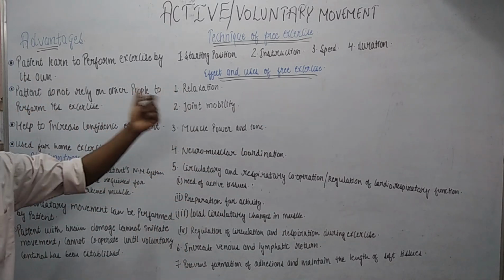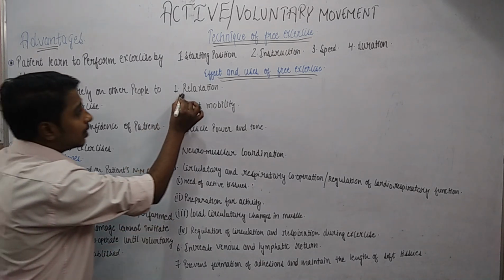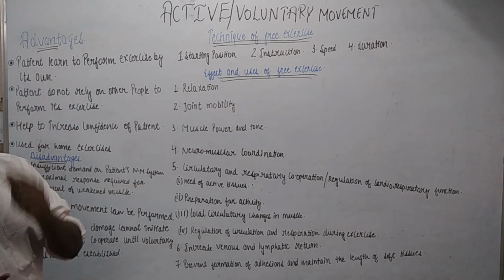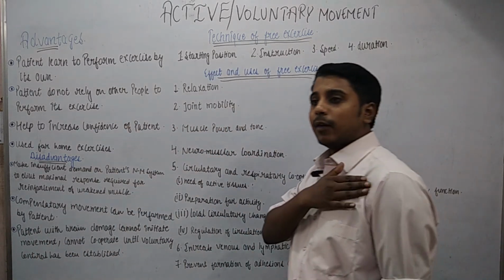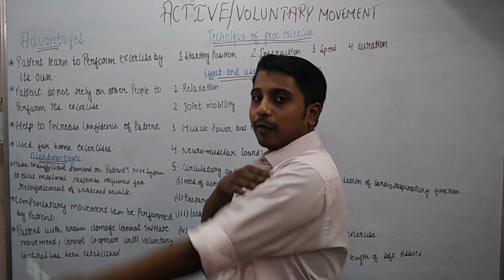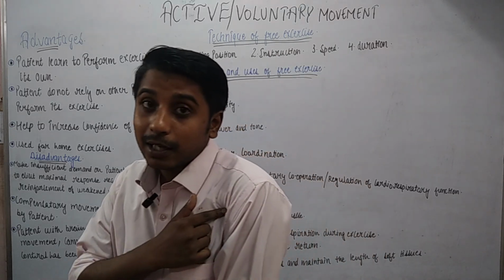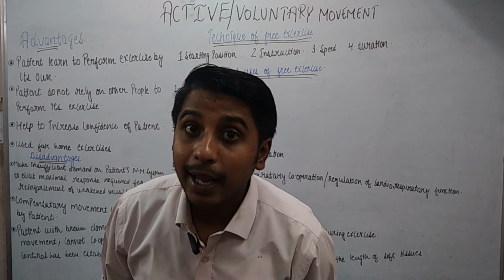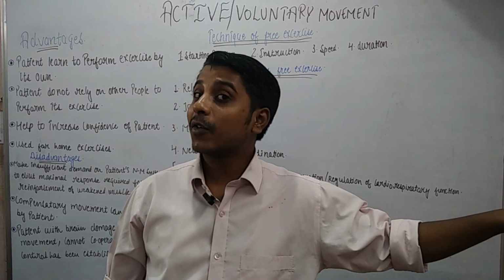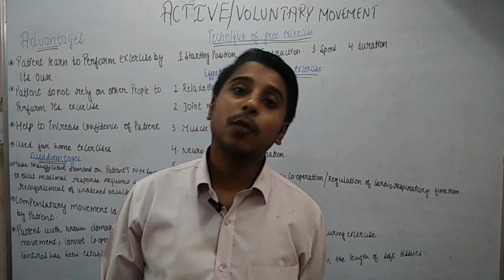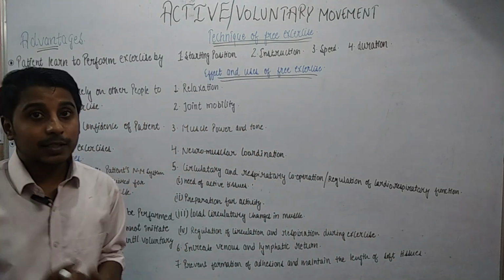Then next and last is effect and uses of free exercise. First is relaxation. In relaxation you can understand it in 2 ways. First is that whenever we do exercise of this muscle, the shoulder flexor, the extensor will relax. How? The agonist is contracting and the antagonist is relaxing. Why? Due to the reciprocal innervation, and this is the law of reciprocal innervation given by Sherrington. So first is this.